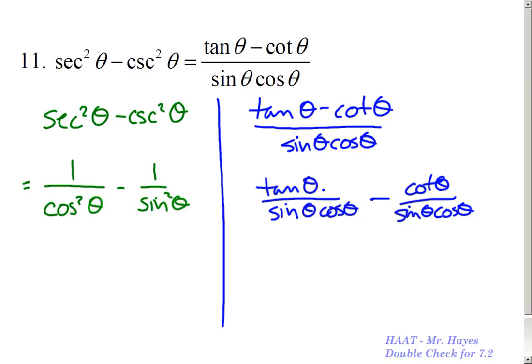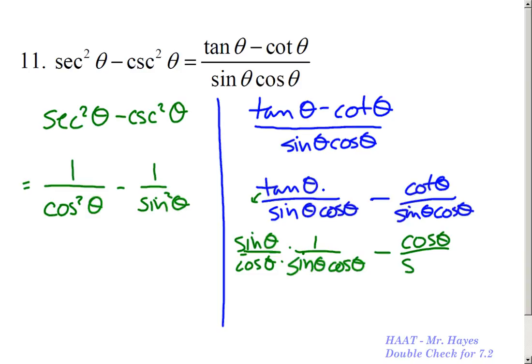Okay. Now, change the tangent and cotangent to sines and cosines. So this is going to go here. And I'm going to essentially just slide this over and go like this. Oops, forgot the cosine. And then the same thing here. The cotangent is going to turn into cosine over sine.